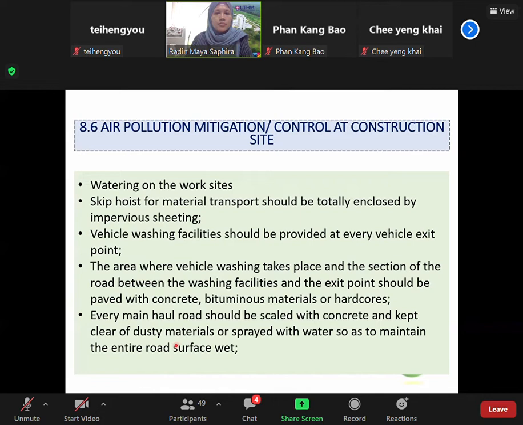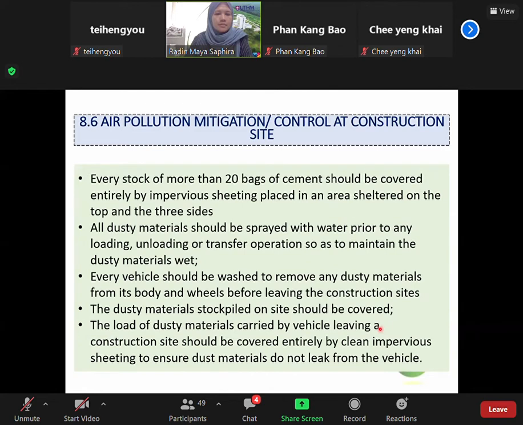And okay, how to control the air pollution at site, especially for the dust, we need to always have watering on the work site. Skip hoist for metal transport should be totally enclosed by pervious sheeting. Okay, ada vehicle washing facility so that the dust is not everywhere. The vehicle washing takes place at the section on the road between the washing facilities and the exit point. And every main haul road should be paved with concrete and kept clear of dusty material or sprayed with water to avoid any dust from flying in our area.